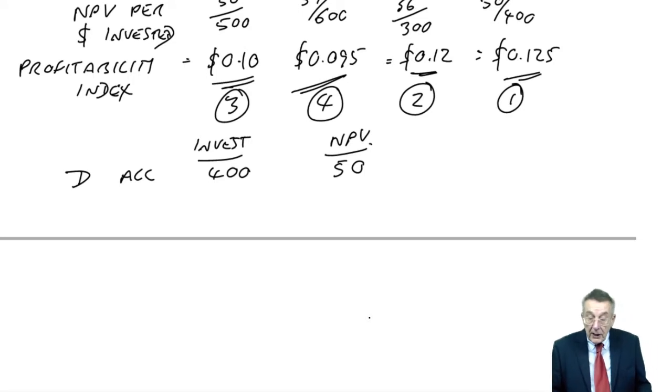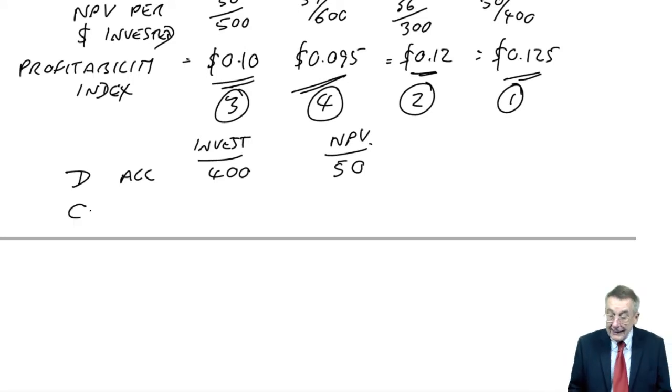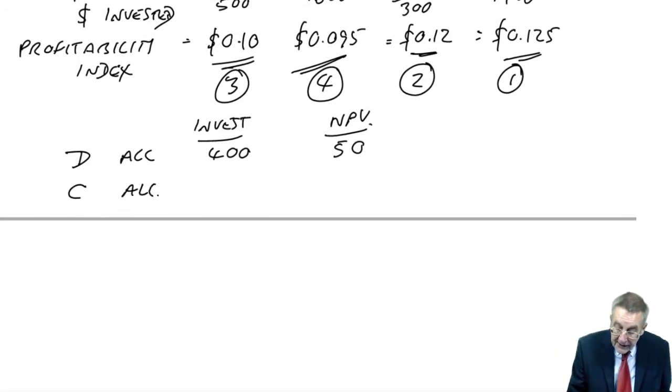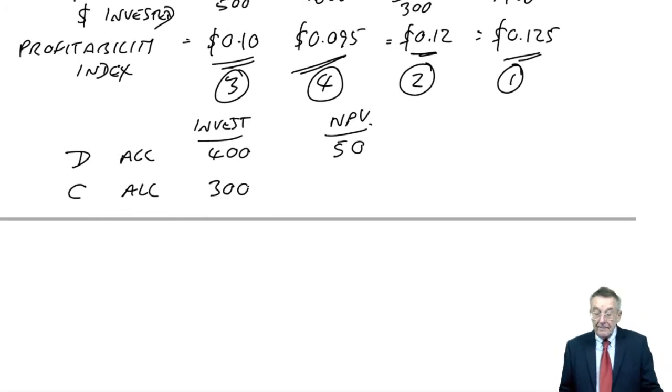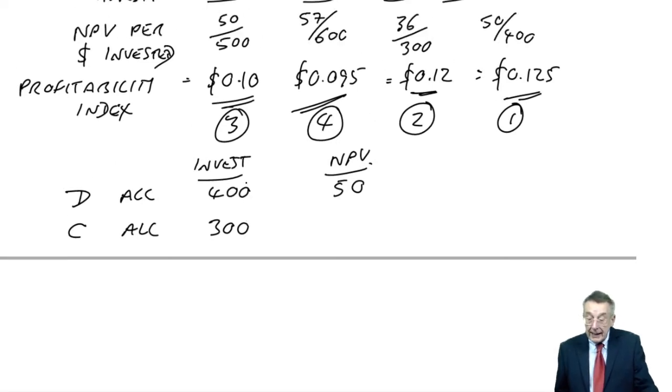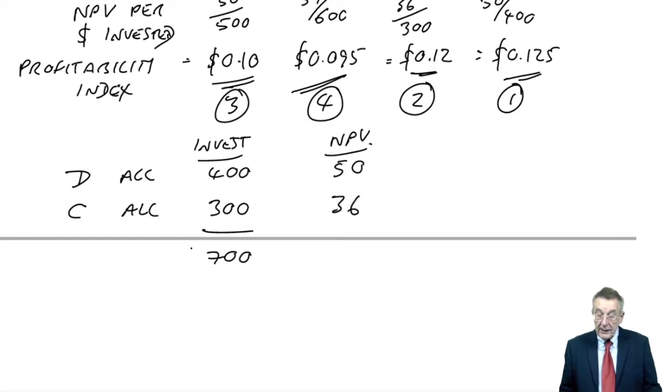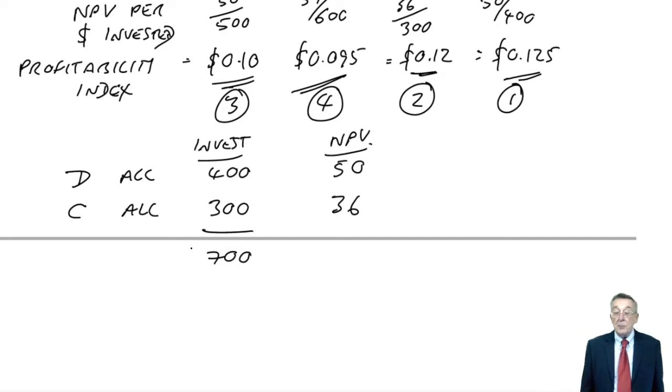We can't do more of D, so go to the next best, which was C. C needs 300. We'll have plenty of money. We'll invest in all of C. Require 300. And the NPV will generate 36. So far we've invested 700. And of course we can't do more of C. We're limited to 100% of each project.